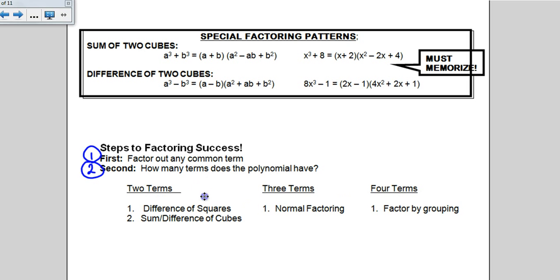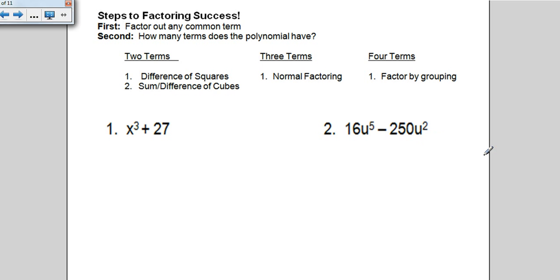Well, if you have 2 terms, you're going to be one of these patterns. If you have 3 terms, we're just going to be doing normal factoring. And by normal factoring, I mean the kind where you just draw your 2 parentheses and you guess and check and revise. And then factor by grouping is a technique we haven't talked about yet, but you're really going to like it. So, the first problem says x to the third plus 27.